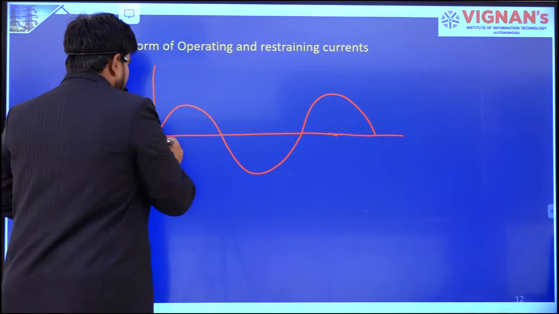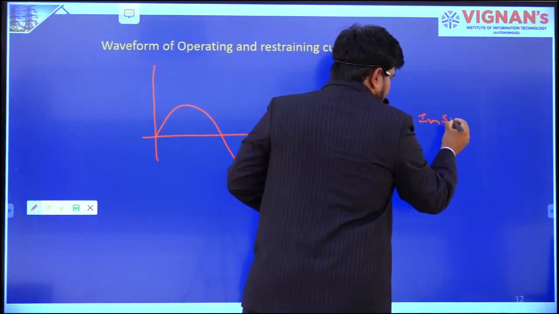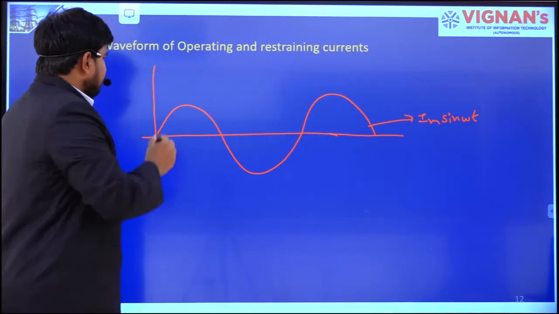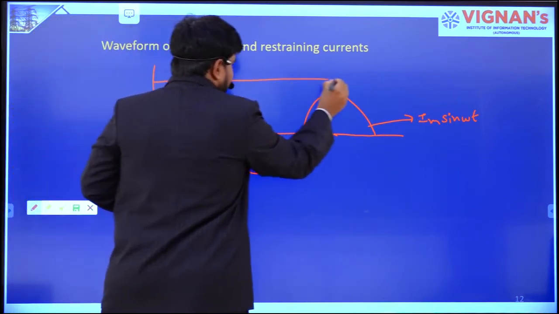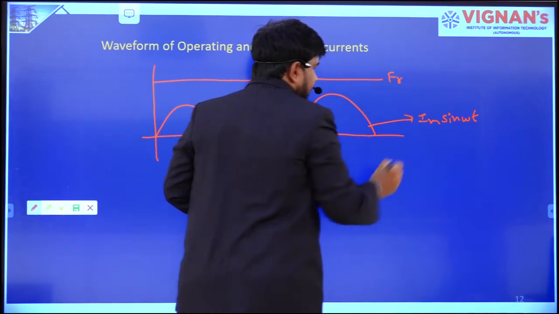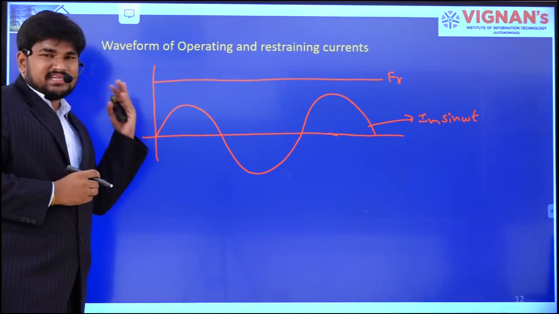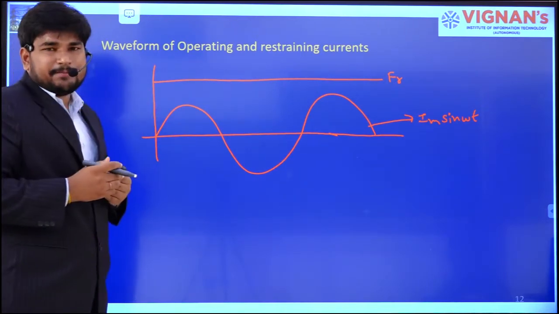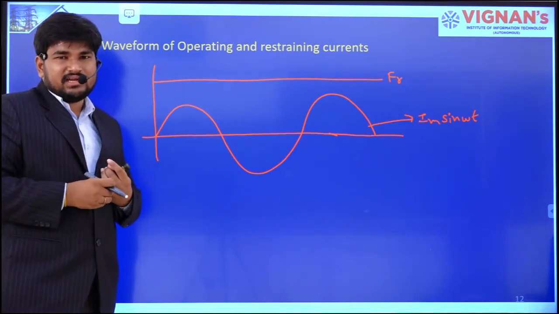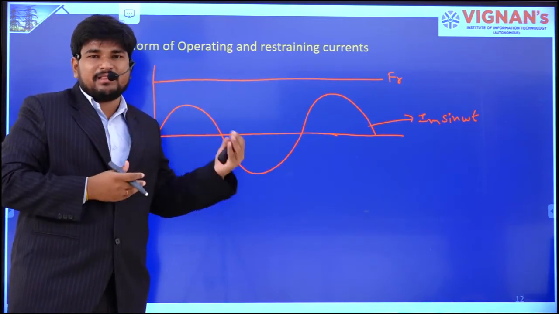This is my supply current, Im sin omega t, and we have a restraining quantity, which is a constant one. Restraining quantity Fr, let it be. Now if we give this supply to AC relays, it will produce two components of currents: one is a fixed component and the other is a component which is pulsating with double the frequency.